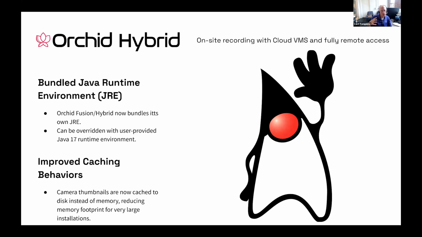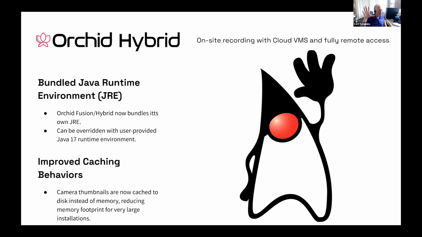If for some reason, due to enterprise or IT policies, you want to use a different version of Java, that is still possible. It needs to be Java 17, a recent version of Java, and the bundled one can be overridden. You can set some configuration properties and point Orchid to use your version of Java, but out of the box by default, we are bundling Java together with Orchid Fusion.